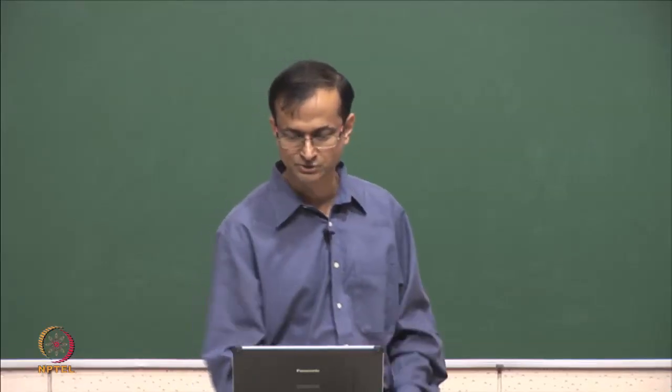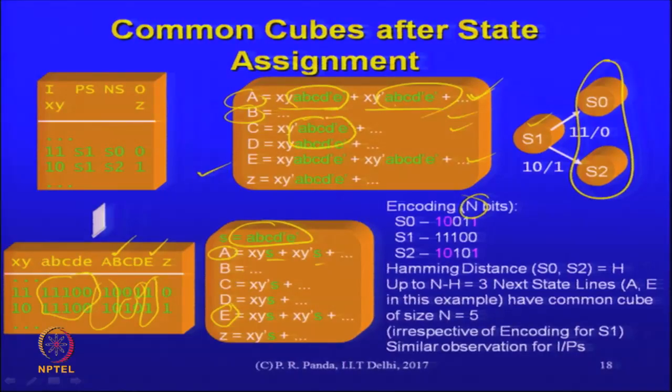And what that actual value is, A, B, C, D prime, A prime, is derived from the 1 1 1 0 0 that was chosen for S1. If you had chosen a different encoding for S1, you still have a common cube of size 5, but that expression would be different.